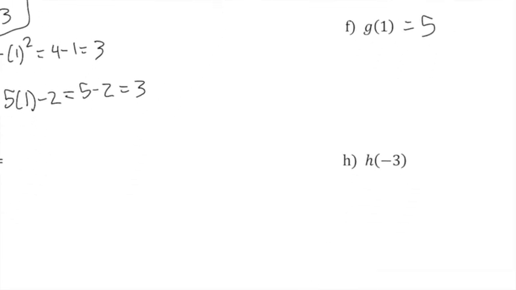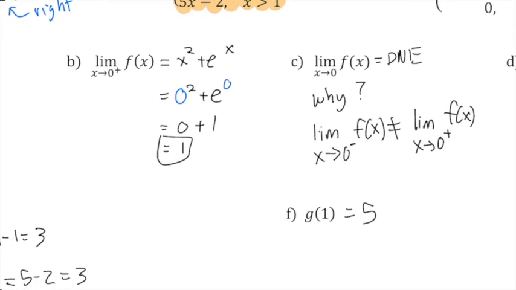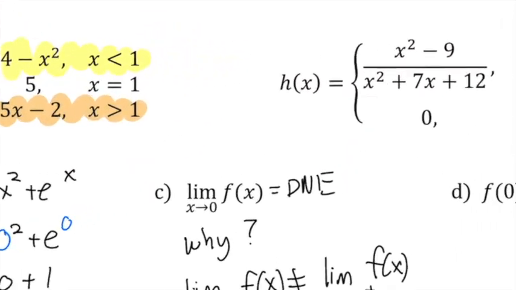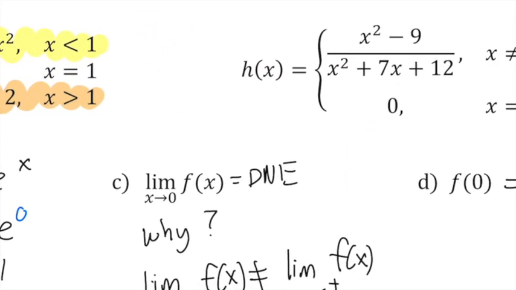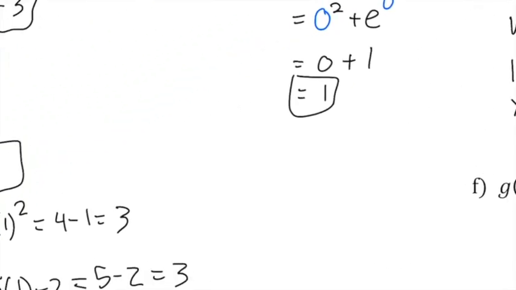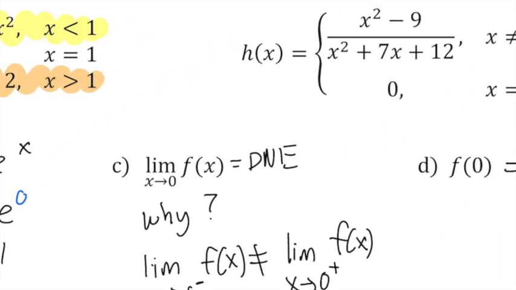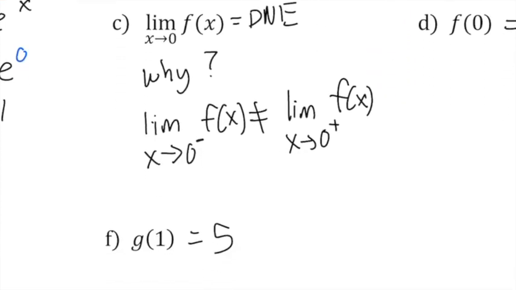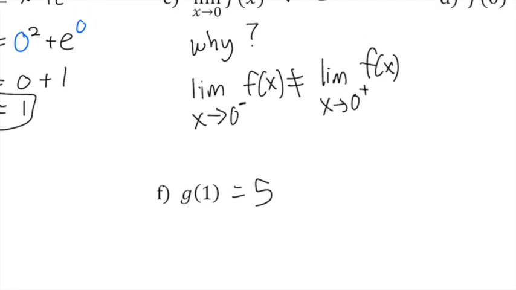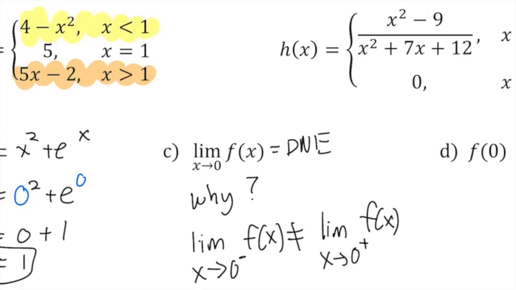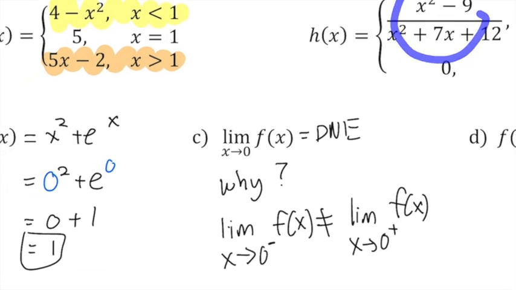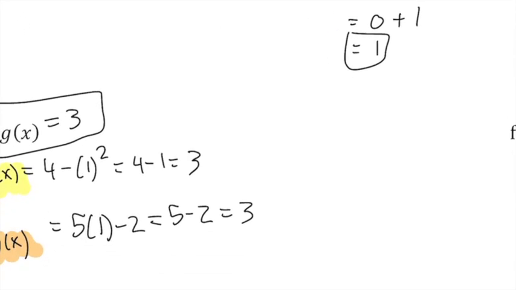Okay, if we look at h, this one asks what happens as we approach negative 3. Basically, we use this equation when we're not equal to negative 3, but use this equation when we are equal to negative 3. So we're going to do this equation. Let's rewrite it down here.